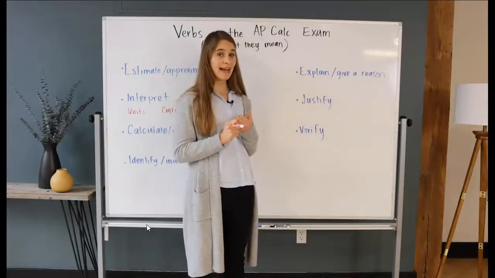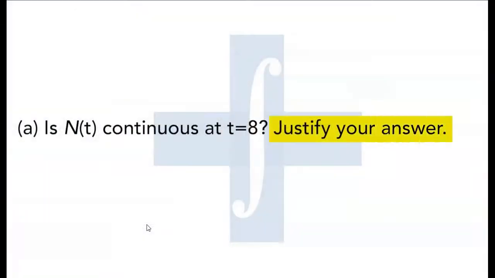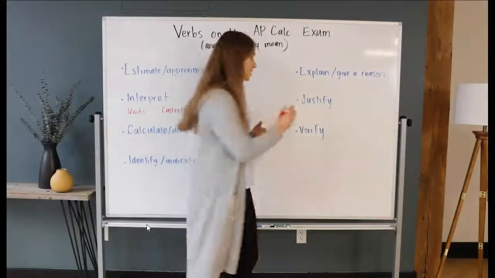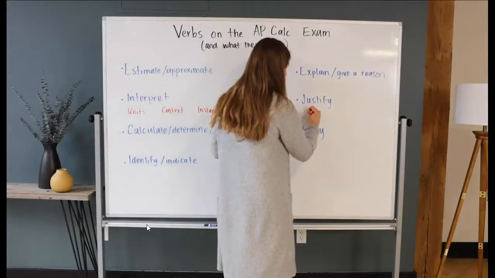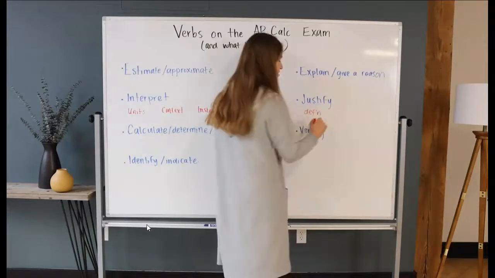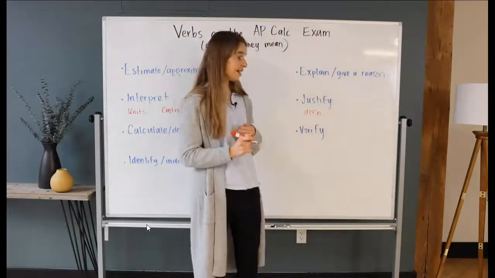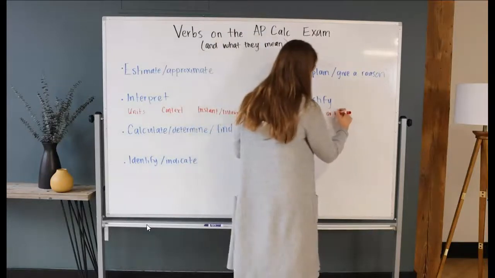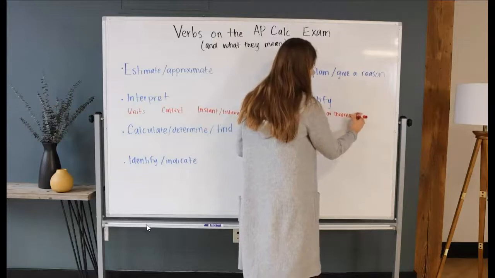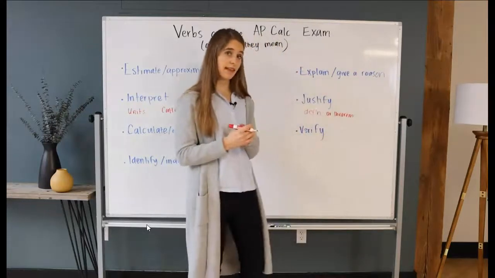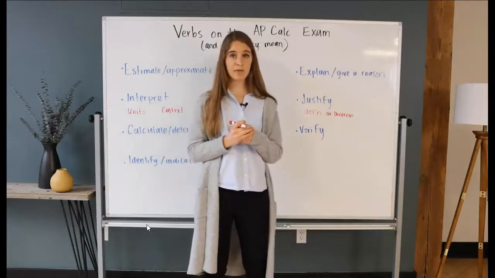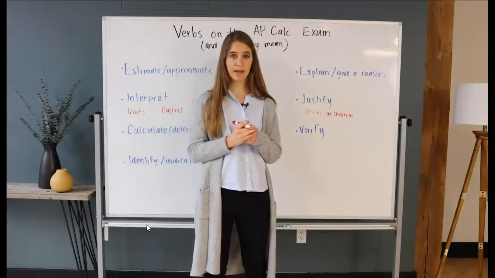You could also be asked to justify. And when you see this word, you should know that it's asking for a more formal reasoning, and that means that you need to use either some kind of a definition, like the definition of continuity or the definition of differentiability, or you might be asked to use a theorem. And remember, when you're using a theorem like the IVT or the MVT, you want to make sure that you are checking the conditions before you use the theorem.